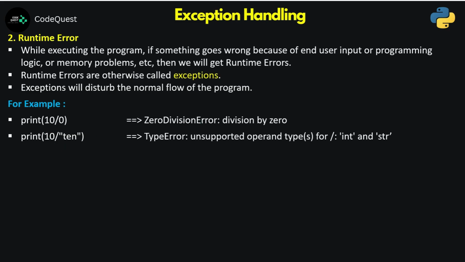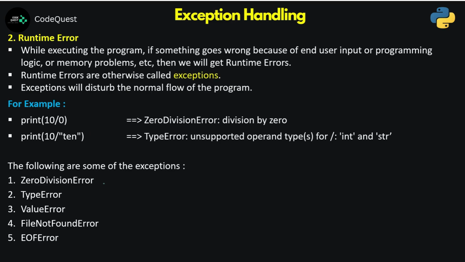Similarly, let's say I'm trying to divide 10 with a word or a string. This also is not accepted. This is going to lead to an exception that is called a type error, because we have no support for dividing a numeric value with some string. Now if these are lines which are part of your program, then automatically the program will stop then and there itself, even if the remaining part of the code is absolutely fine.